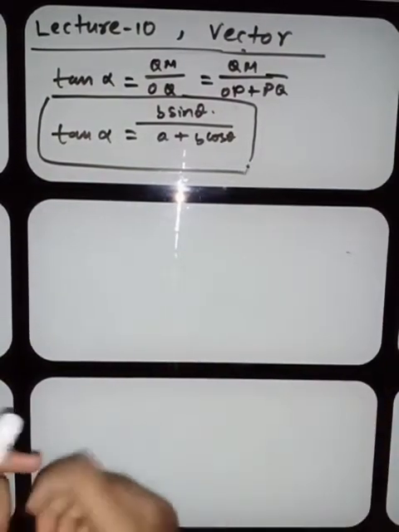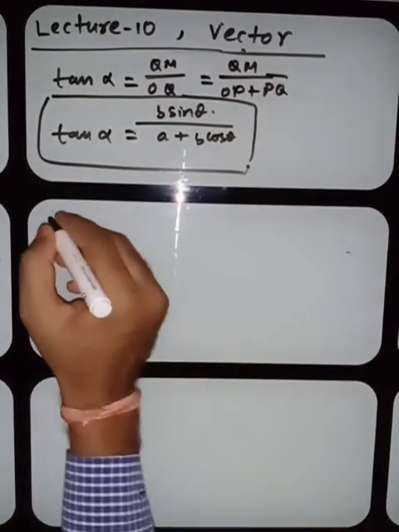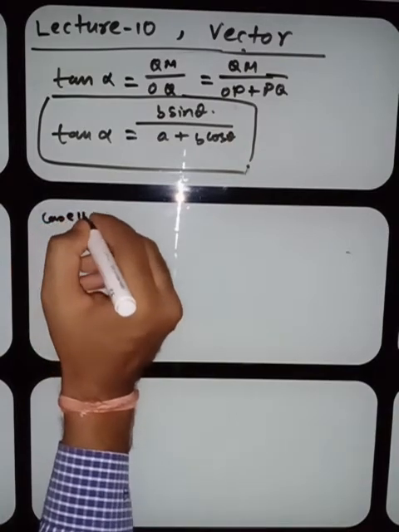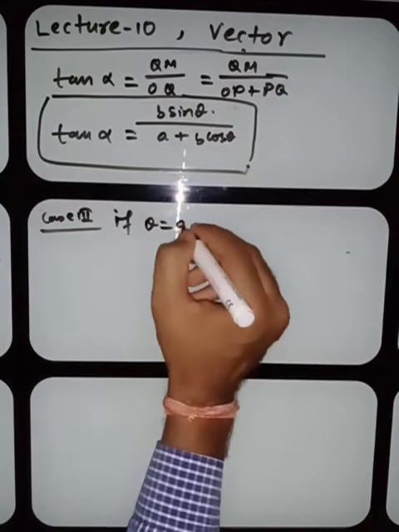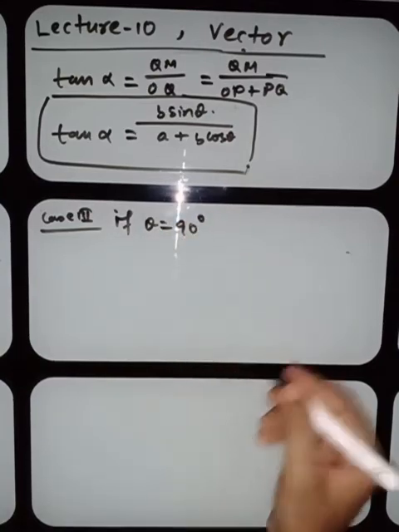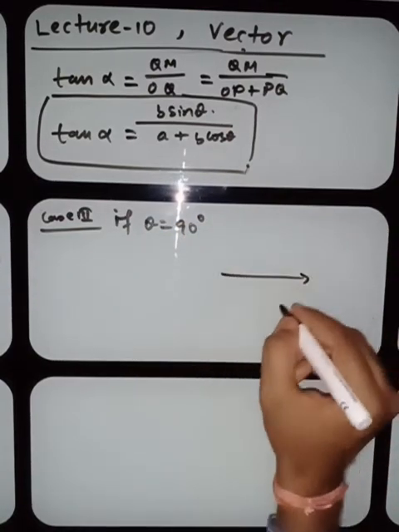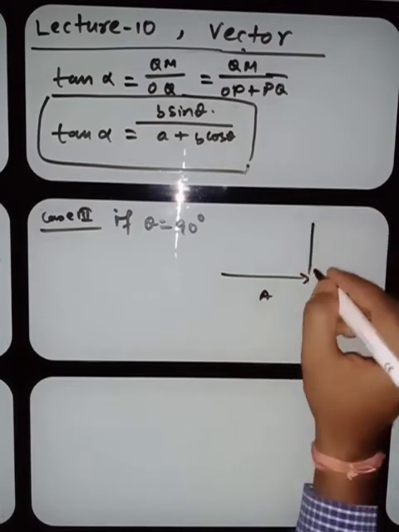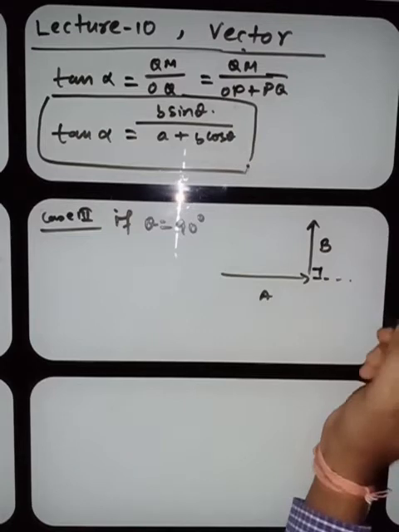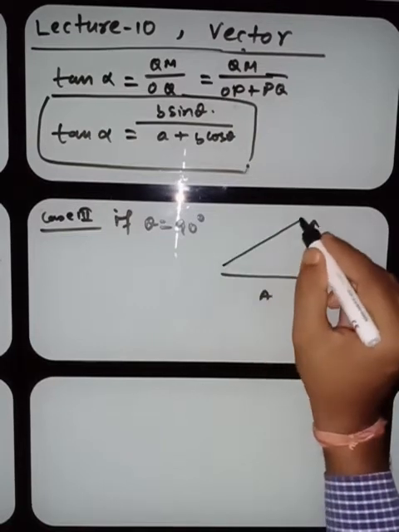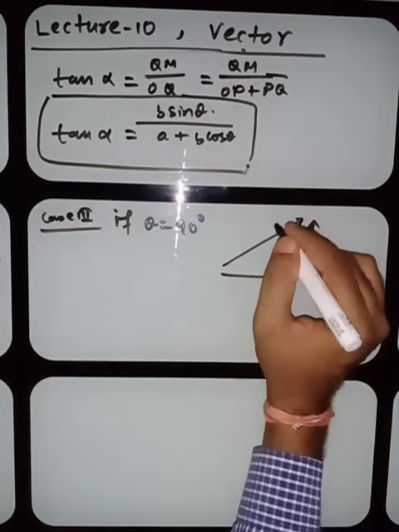Now the next case number 3. This is very important, my dear students. Remember, case 3. If theta is 90 degree, like this one, vector A and vector B, you can see the angle between these two is 90 degree. So this will be the resultant. Yes, this will be the resultant, R.